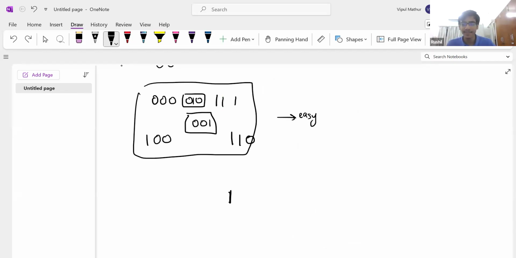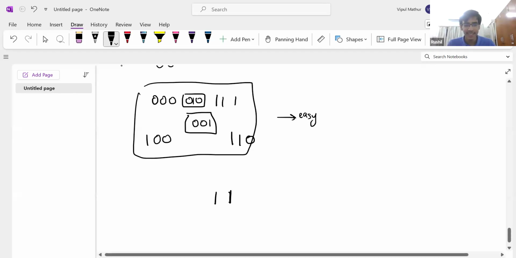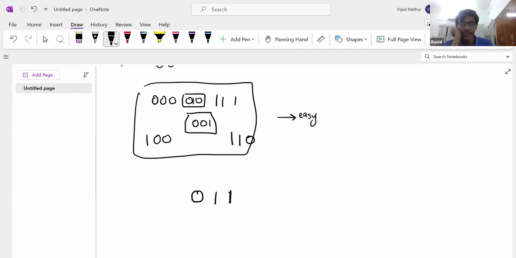So yeah, let's try this one maybe. This is, I think, the slightly most complicated example because there are a lot of possibilities for what happens.